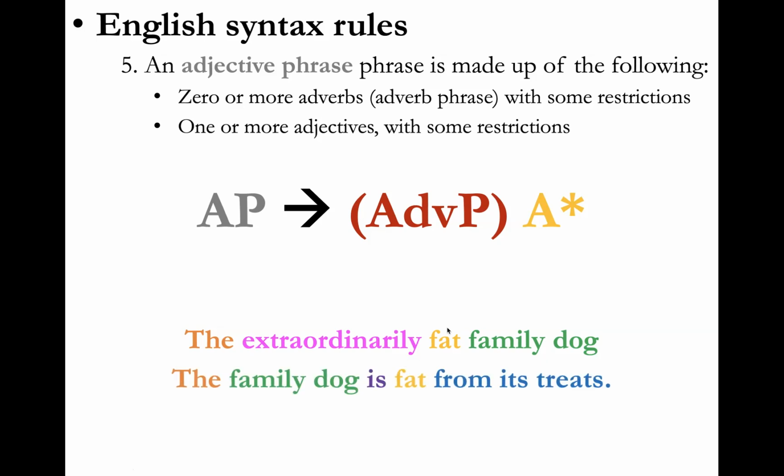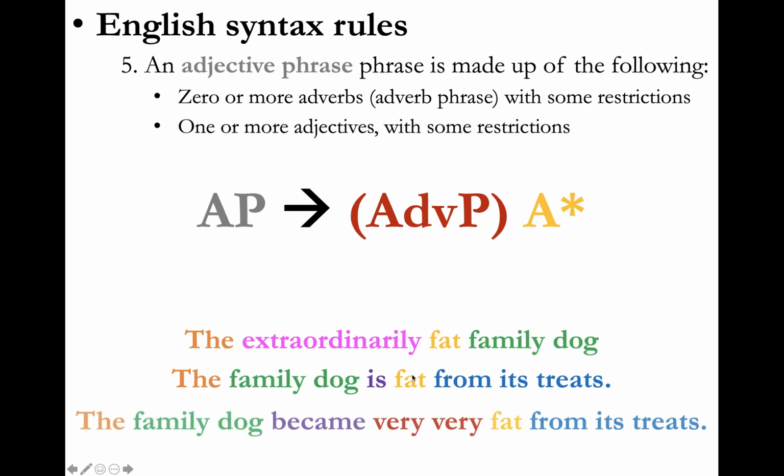How about this one? This is a whole sentence. The family dog is fat from its treats. So here, the adjective phrase is just fat. That's it. It's just fat. How about this one? The family dog became very fat from its treats. Again, complete sentence. Fat is our adjective. Very is an adverb.